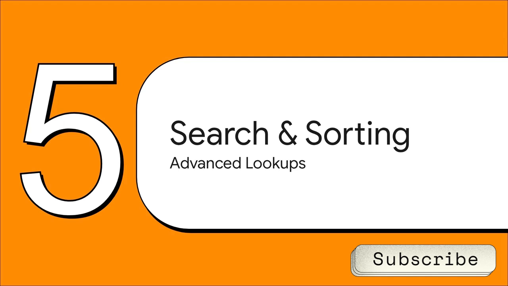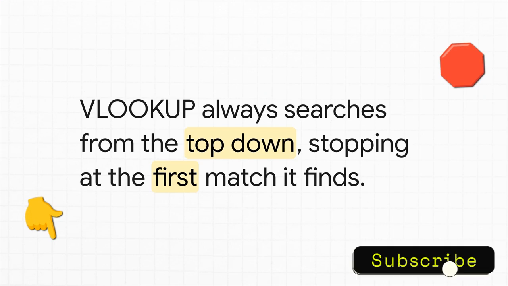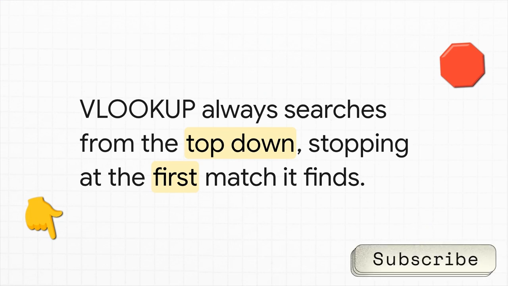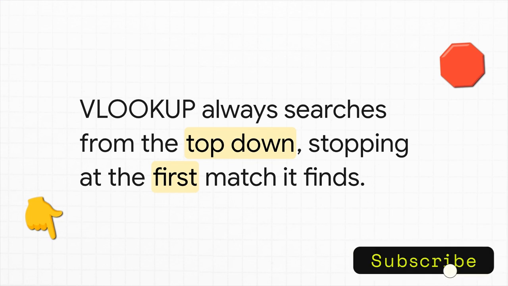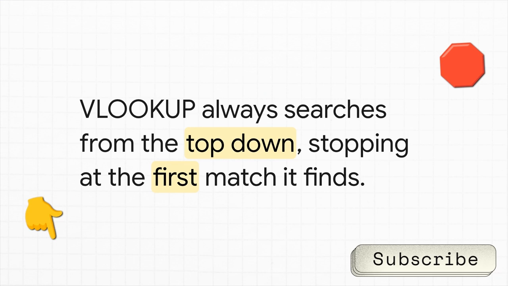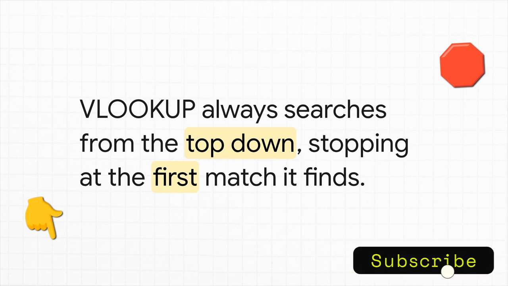So now let's get into the really cool stuff, the advanced features where XLOOKUP doesn't just replace VLOOKUP, it completely laps it. We're talking search direction and sorting. Think about it. VLOOKUP has a one-track mind. It starts at the top of your data, and the second it finds a match, it stops. But what if you're looking for the last match? Like the most recent sale to a client or the latest price update for a product. VLOOKUP can't help you there.